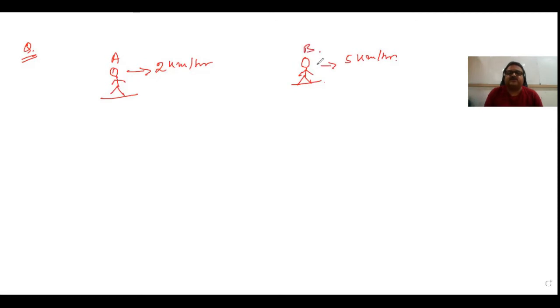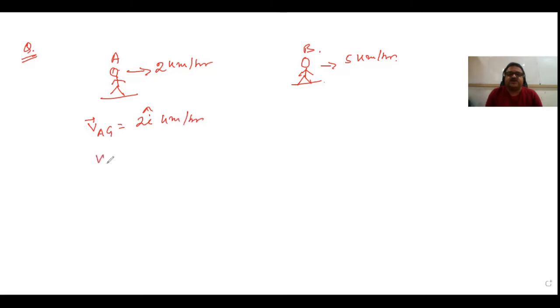If you observe the motion of A from the viewpoint of B, or motion of B with respect to A, what will you observe? So let's find out. First, write down the velocity of A with respect to ground. It is moving towards the right, so it is the direction of positive x-axis. So I would like to write this as 2i cap km/h.